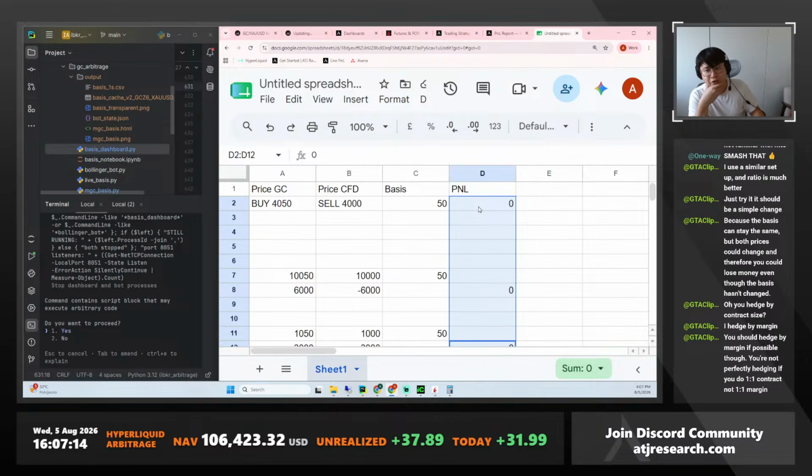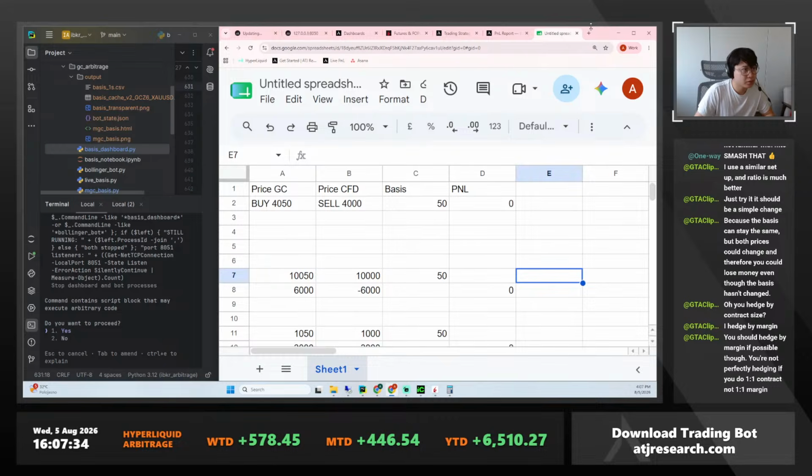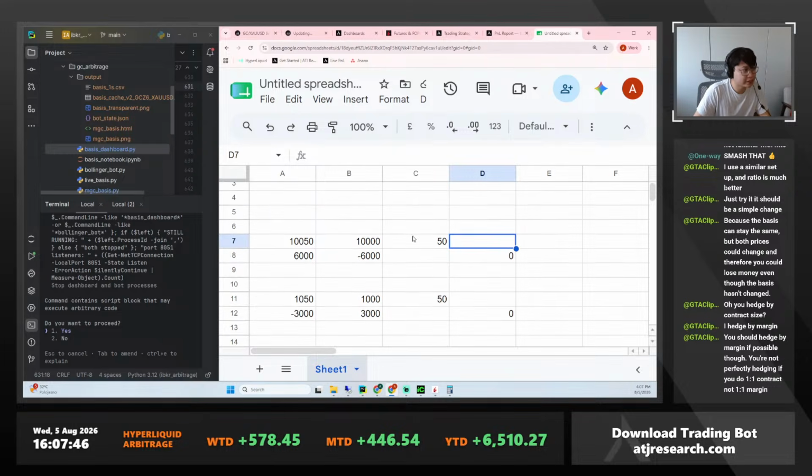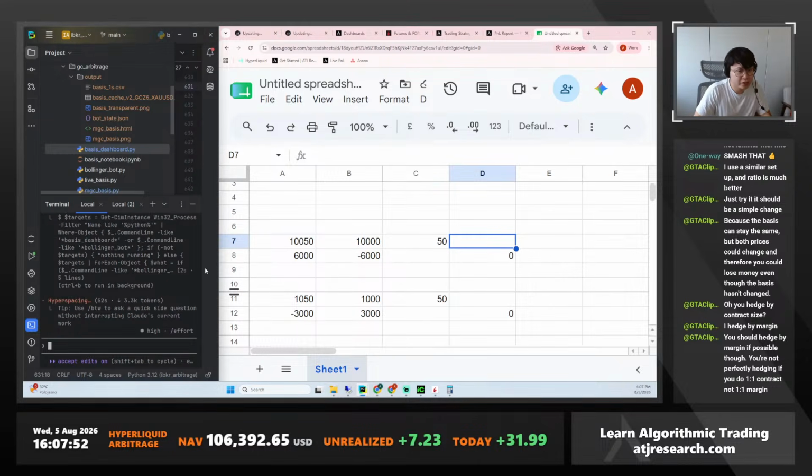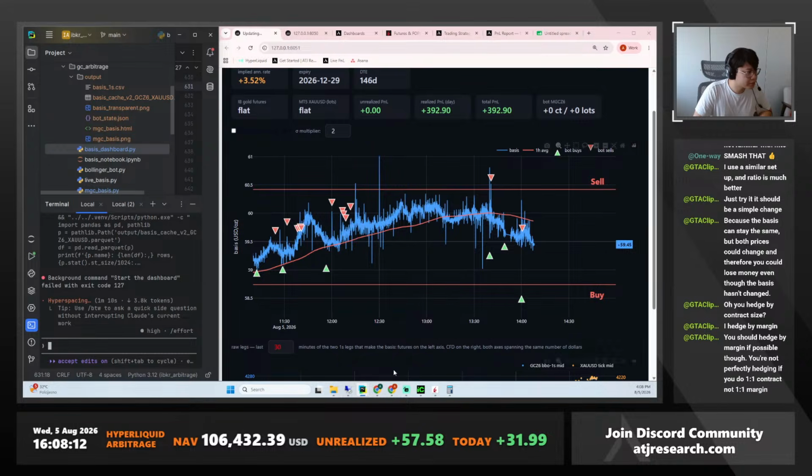You should hedge by margin if possible, though. You're not perfect hedging if you do one-to-one contract, not one-to-one margin. Yeah, I'm not hedging by margin. I'm actually hedging based on the contract. I hedge based on the same contract size, basically. So it's always one GC futures against one lot on MT5, always, or one MGC against 0.1 MT5. They're always the same units of gold, and that's why it's always a perfect hedge, at least from what I understand. Okay, I'm actually super happy with this.